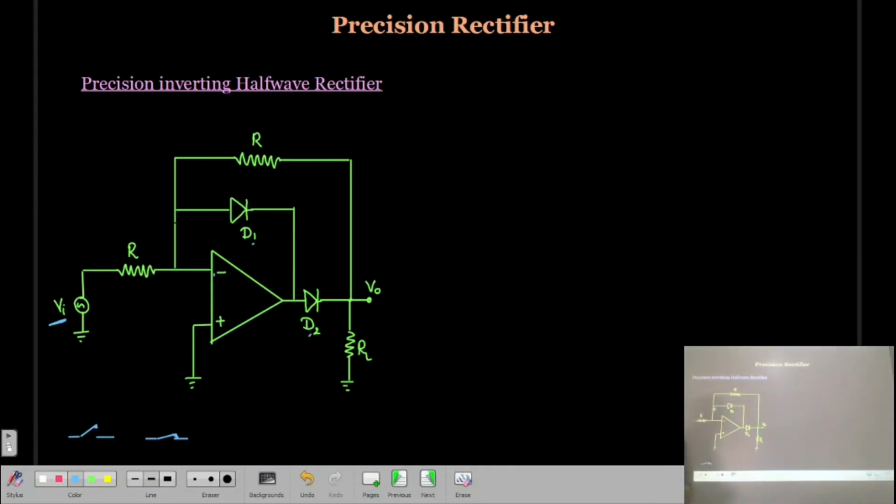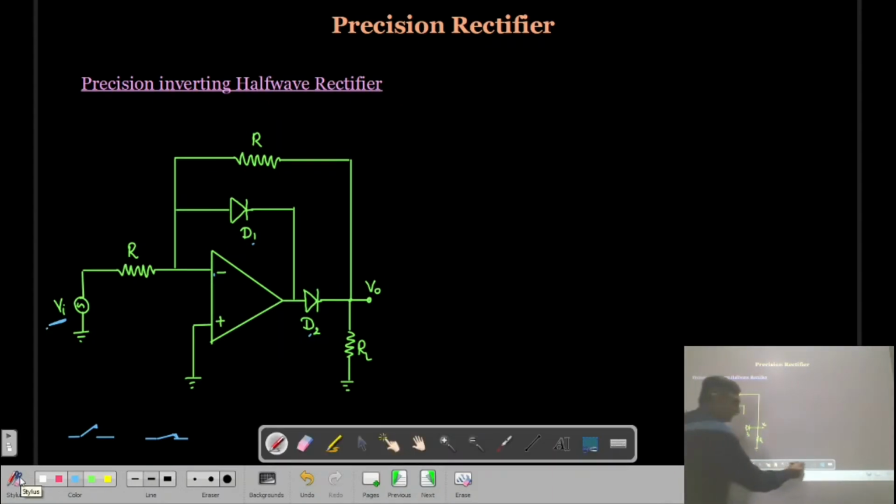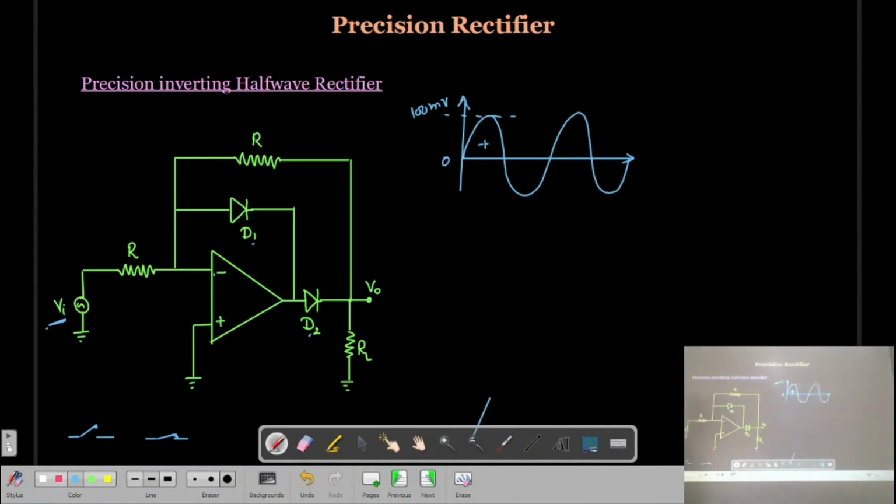So now, let us see the working of this circuit. First of all, let's say we have applied a positive input voltage, means an AC signal is there. We applied a positive signal, positive cycle. Now remember, this is an inverting terminal. Then naturally in the output we have a negative voltage. My input is positive, then due to this inverting terminal, the output voltage will be negative.